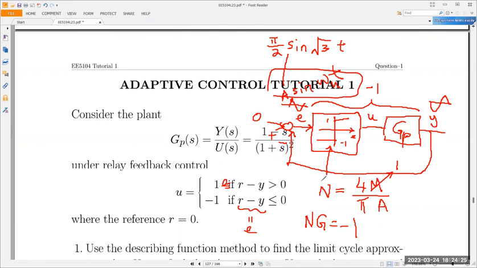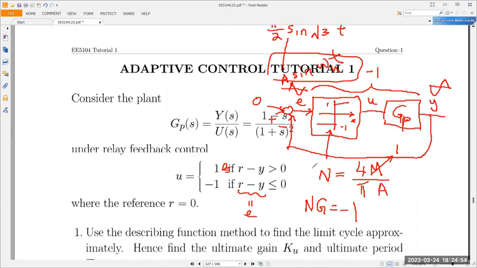Because what is the ultimate gain? It's a gain. What is a describing function? It is a gain. So what is the ultimate gain? It is the gain here that will make sure the whole system is in sustained oscillation or limit cycle. So what is the gain that will produce this limit cycle? It is the describing function. A is pi over 2, so you stick it inside, and the ultimate gain can then be calculated.